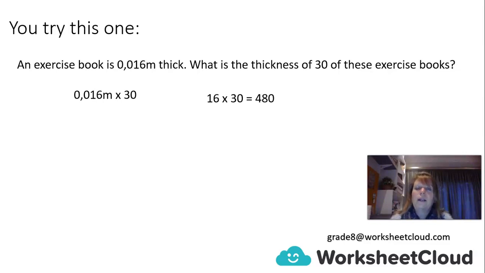Right. So now I need to put my comma back in. And that's where this note does come in handy, because we can't forget that note, even though it doesn't have a value when we put our comma back in. We can't forget that note when we are counting our decimal places. So we've got 1, 2, 3 decimal places. If we count here, it's 1, 2, 3. Our comma is going to go there. So it would be 0,480 meters. I suppose it's about half a meter that the 30 exercise books take up. I'm pretty sure they're pretty thick.